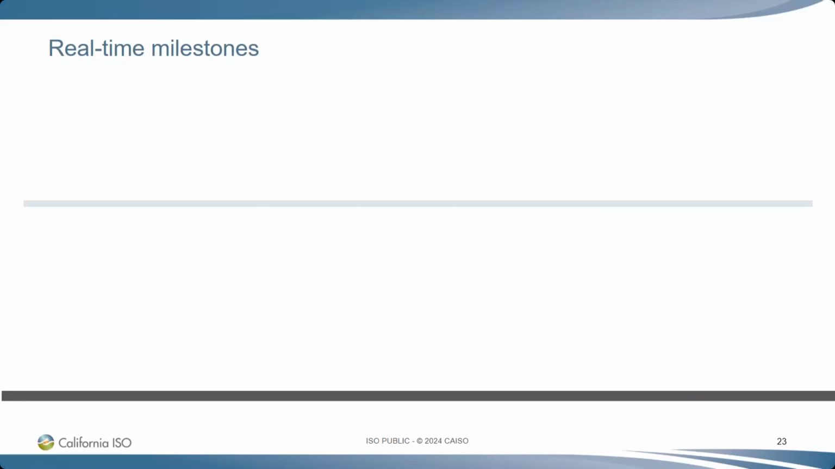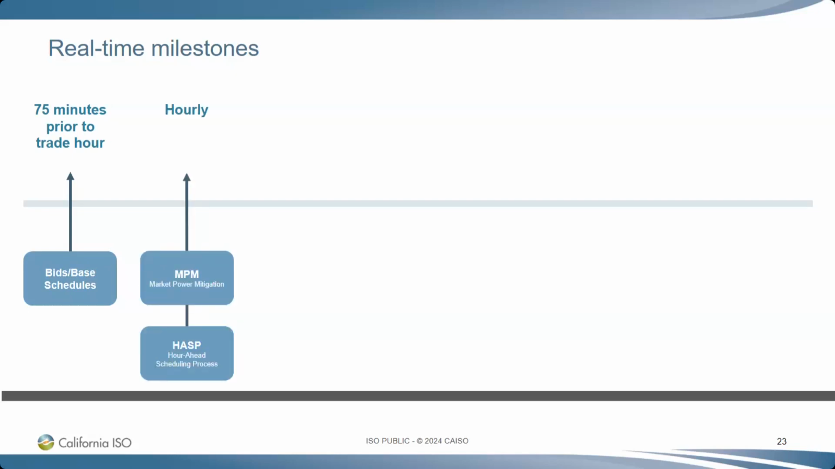And we're just kind of setting the stage with the timing, so you know where this fits. Sometimes I think we just say real time, and people aren't sure whether that means the real-time market, real-time 5-minute, et cetera. So let's break down some of these real-time milestones. So 75 minutes prior to each trade hour, that's when the bids or base schedules are due for the next operating hour.